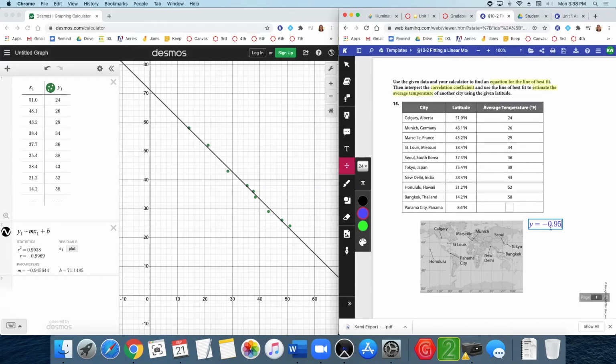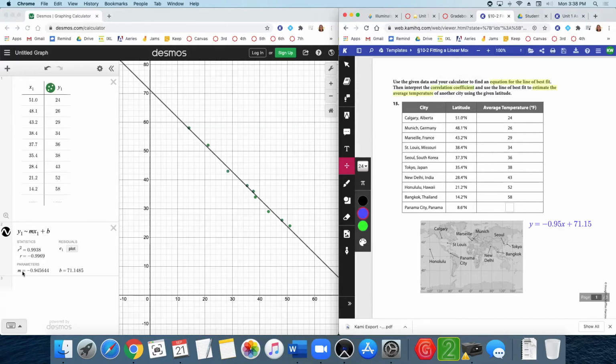I'm going to round to 2 places, so y equals -0.95x plus b, which is 71.15. So I have my slope that I've gotten from my linear regression line. I also have 71 that I got as my y-intercept, and that is my line of regression. So now the next thing I need to do is find my correlation coefficient, and that is also over here in Desmos.